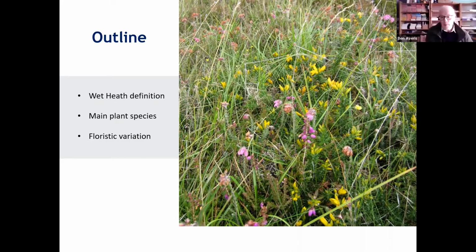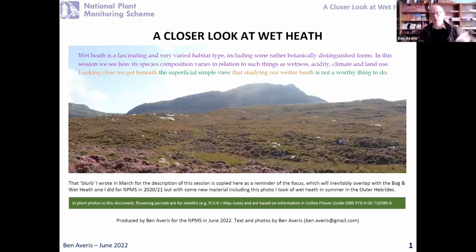Wet heath, great habitat. So, a nice picture of some wet heath there, and those bullet points. I don't usually use bullet points that much, but anyway, here we are. Wet heath definition, main plant species, and floristic variation within the habitat are the main things that we're going to be looking at today. And on the next page is another introductory page. That one's in the Plant Life official style. This is the one that I just did anyway, so I thought I'd put them both in.